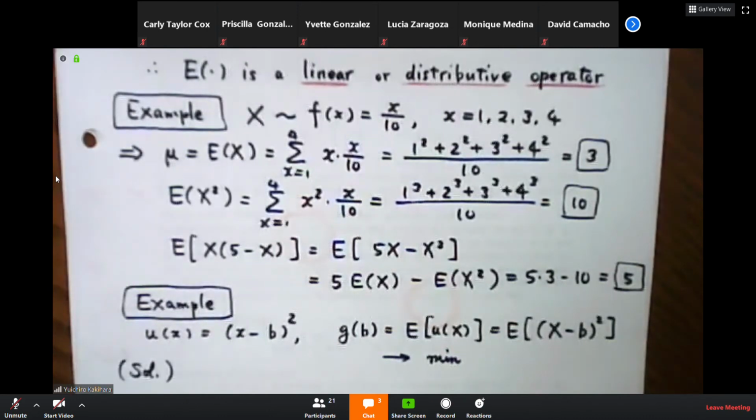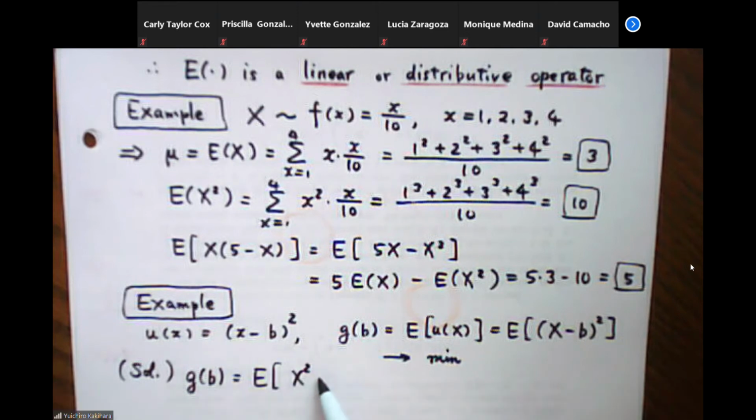Right. The problem is we would like to minimize this function g of b. For which b is this minimized? So look at g of b. Multiply this part out, and then what you see is x squared minus 2b times x plus b squared. Is that right? This is the function g of b.